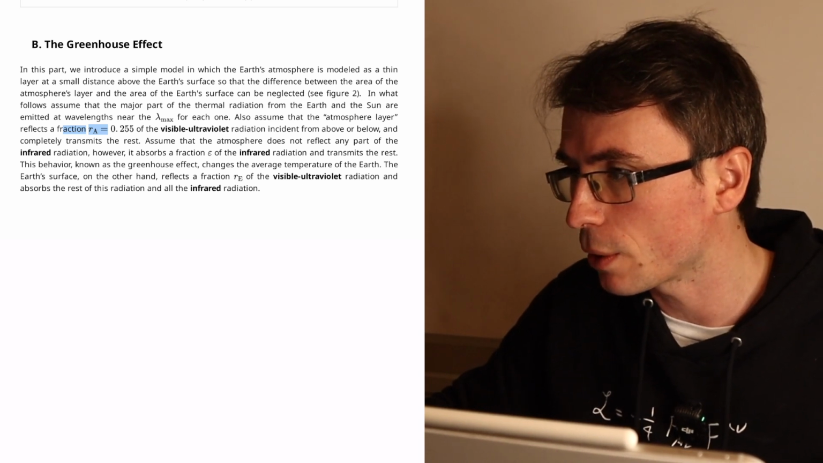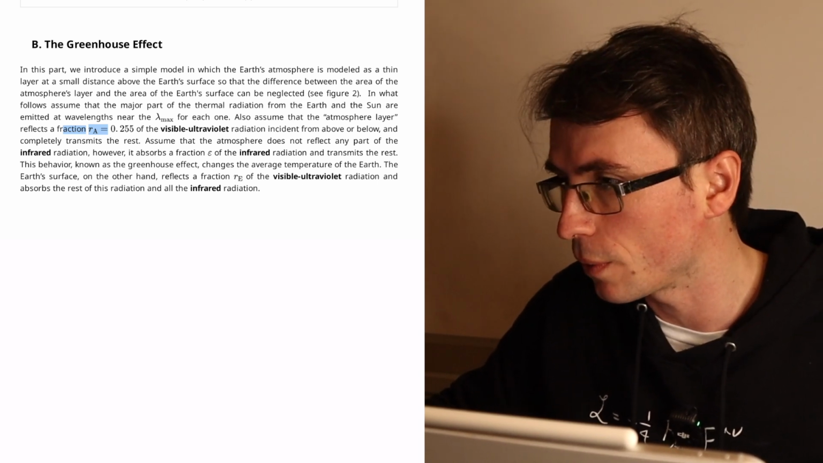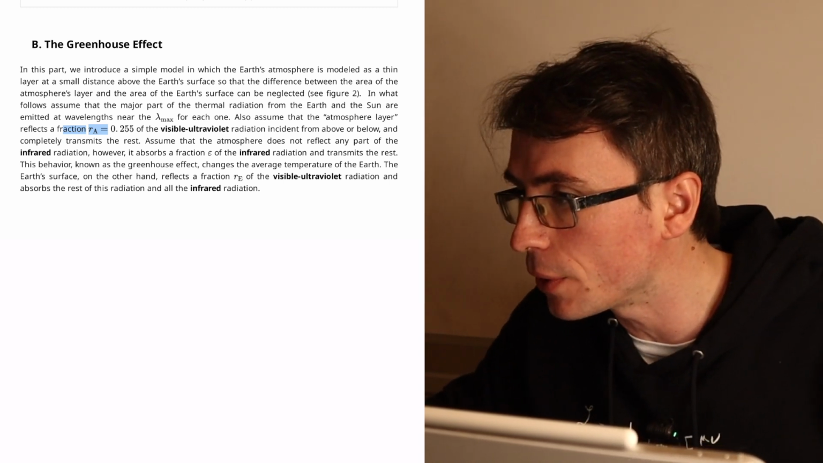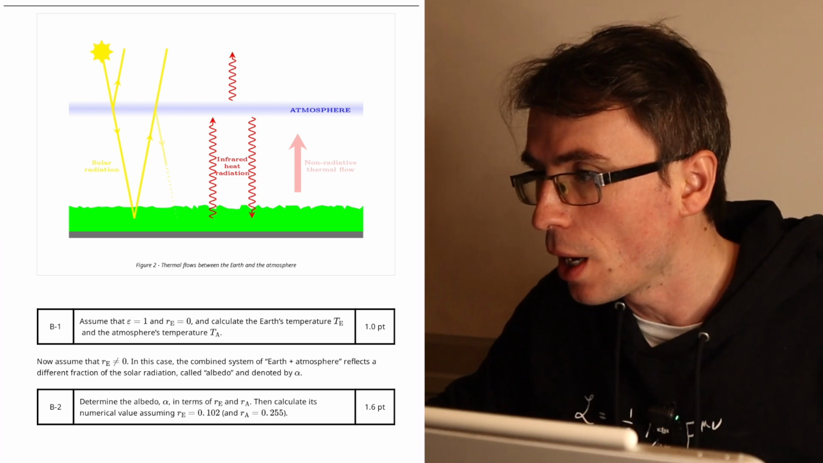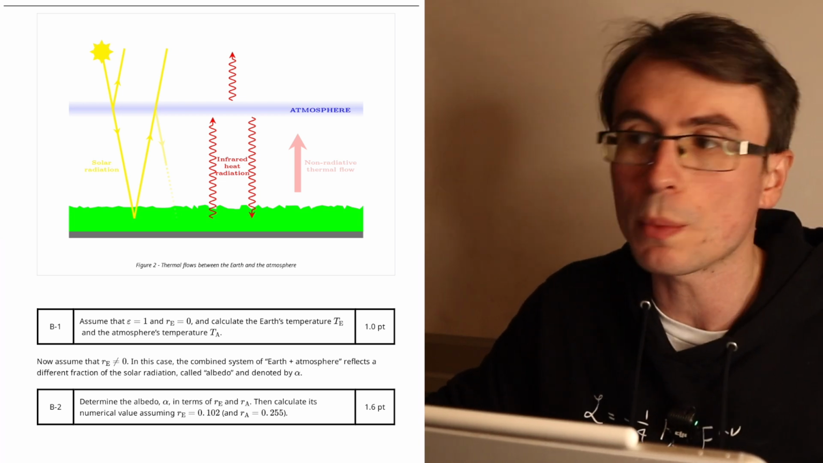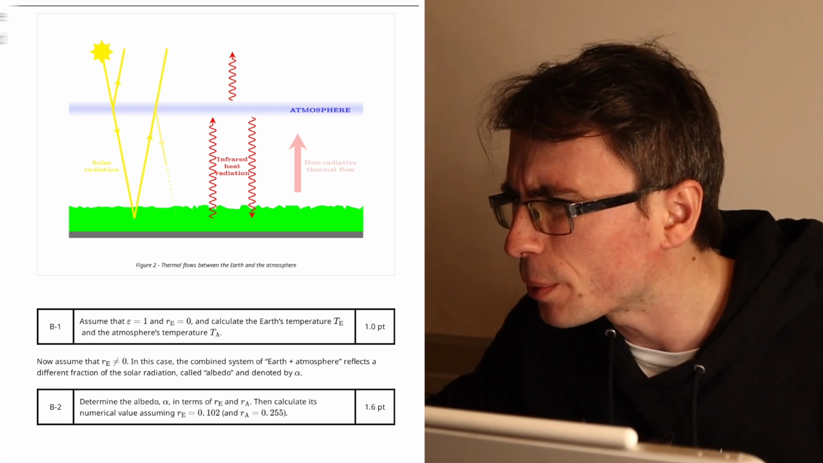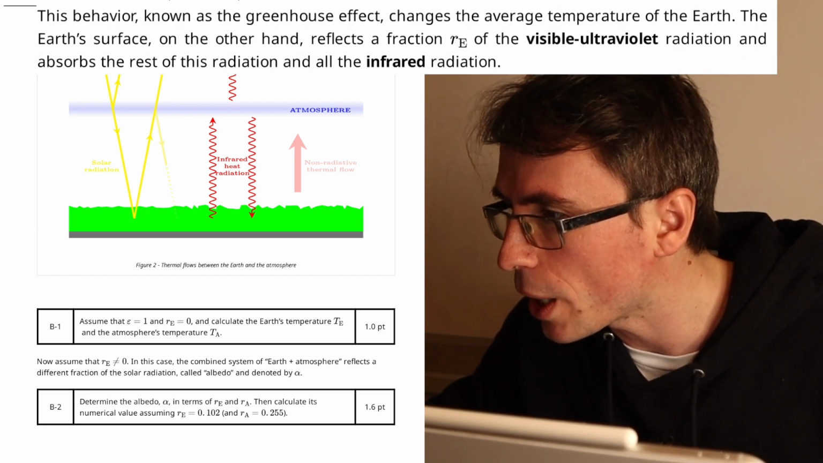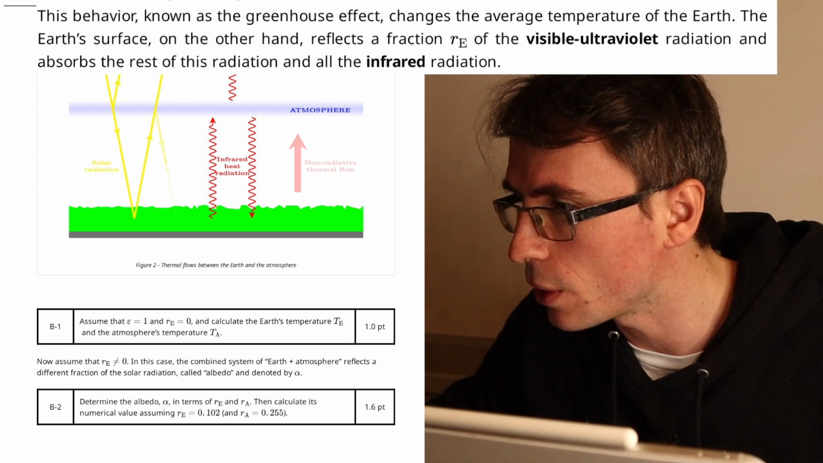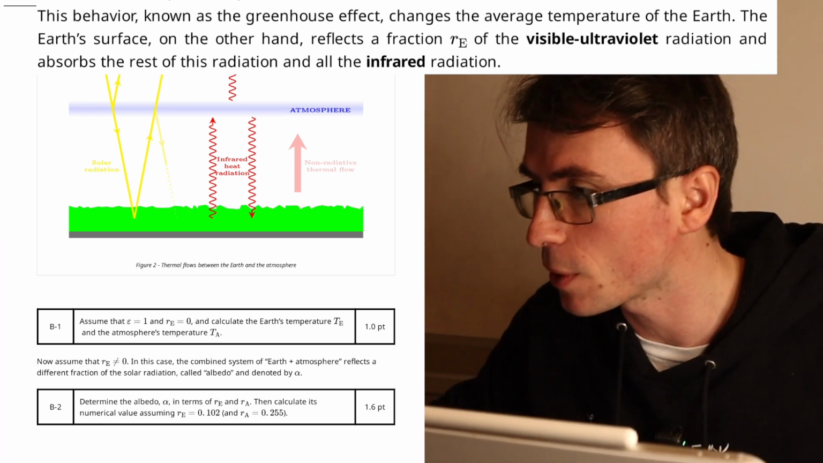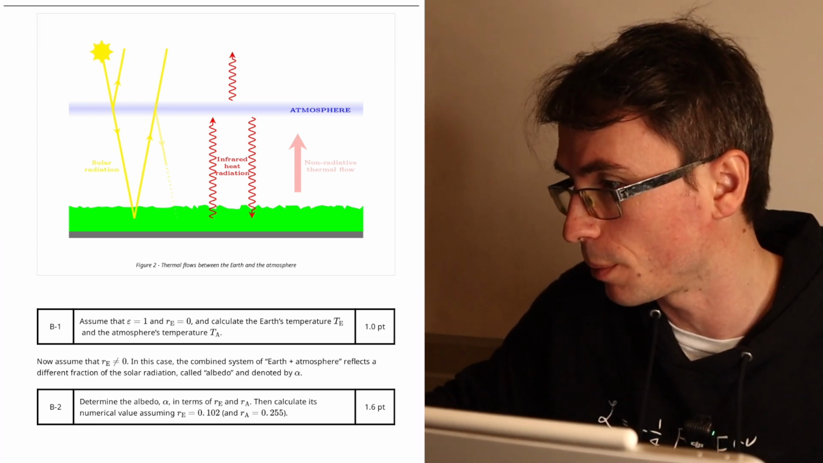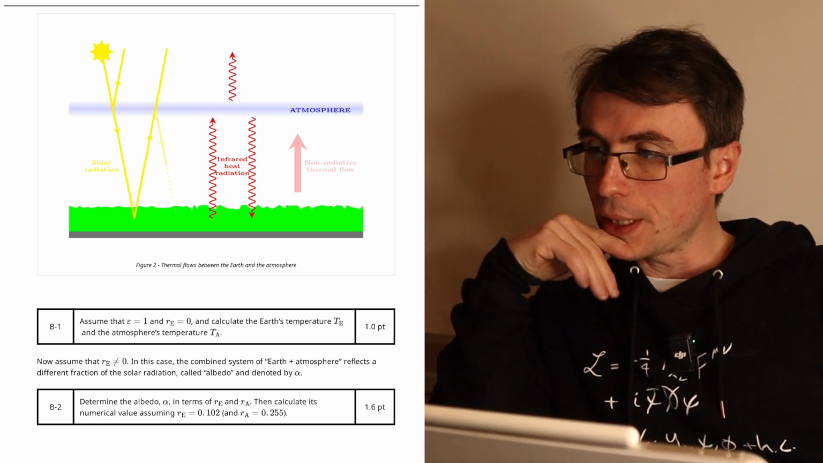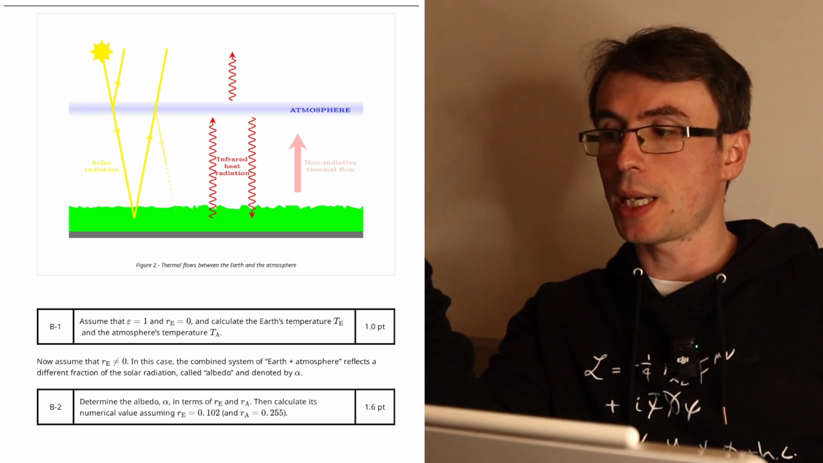This behavior, known as the greenhouse effect, changes the average temperature of the Earth, and we've got a nice little diagram here of the greenhouse effect. Okay, B1, we're going to assume that E is equal to 1. Now what was E? E is the fraction of the infrared radiation that's been absorbed by the atmosphere. None will be reflected from the Earth, and I want to calculate the Earth's temperature and the atmospheric temperature TA.